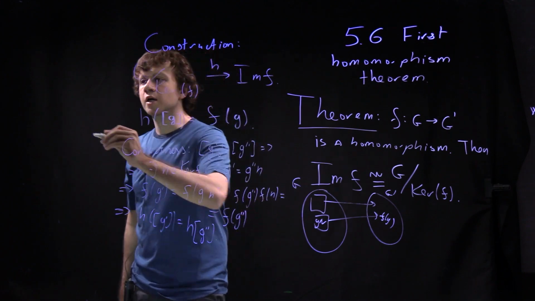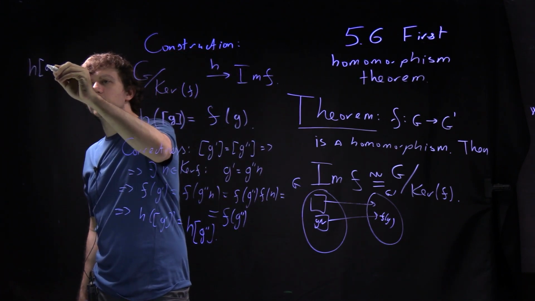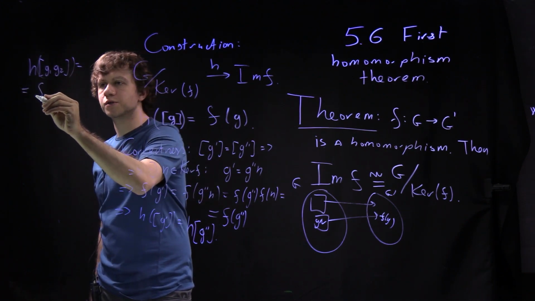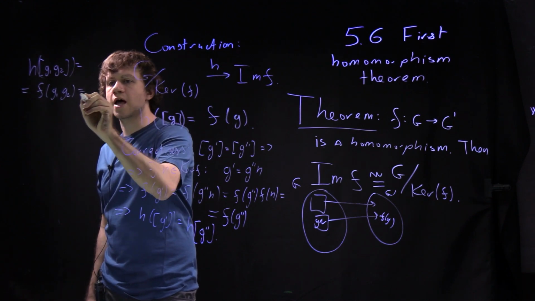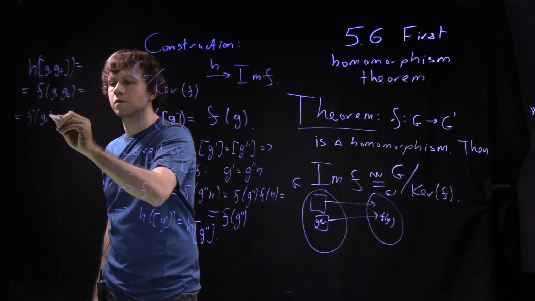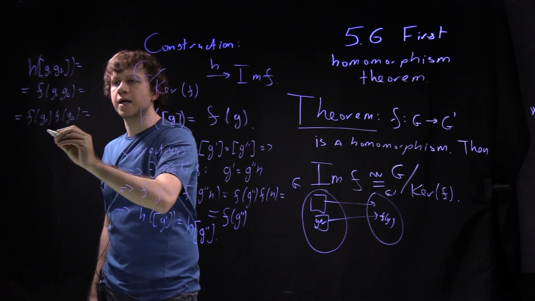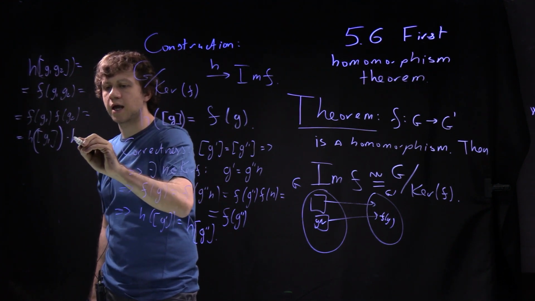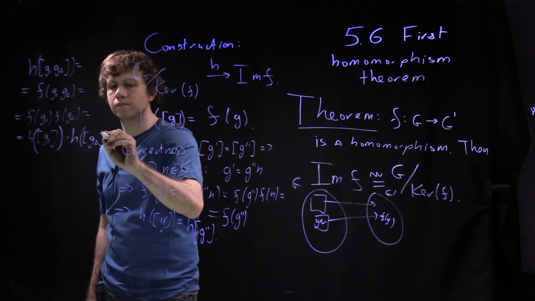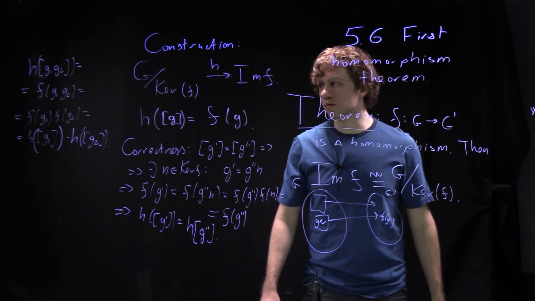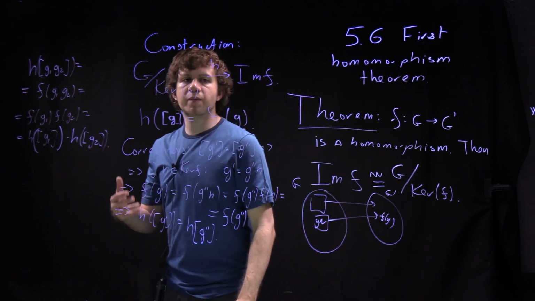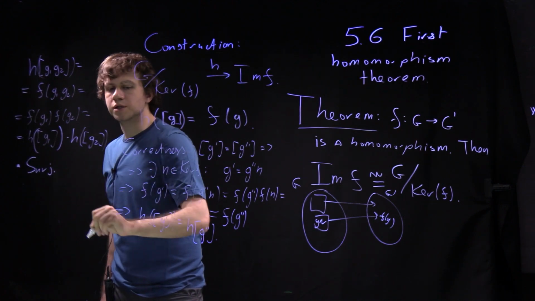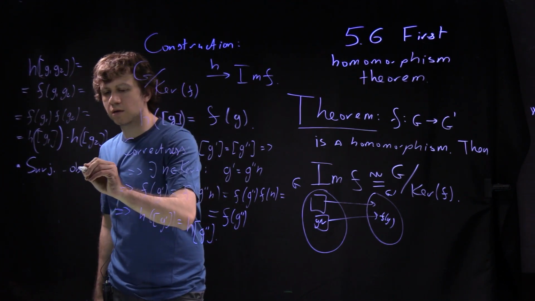So correctness is very simple, and it's actually the hardest. Everything else is even simpler, because if you now take h of the class g1 g2, that's of course f of g1 g2, and this is f of g1 times f of g2, and this is h of class g1 times h of class g2. So nothing to worry about. So finally, why is it bijective? Surjection is obvious. I mean, just think about it.